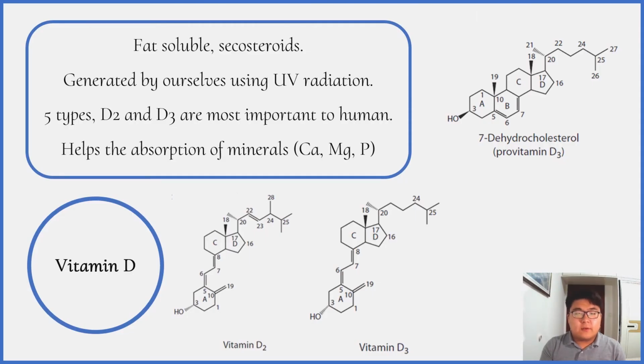Vitamin D is a fat-soluble vitamin which has a special secosterol structure. Seco means cut in Latin, thus secosterol means a sterol that has been cut open, which we can see a clear difference in structure between provitamin D3 and vitamin D3.